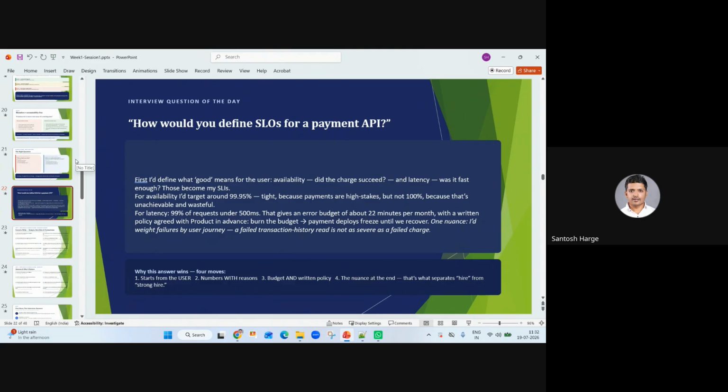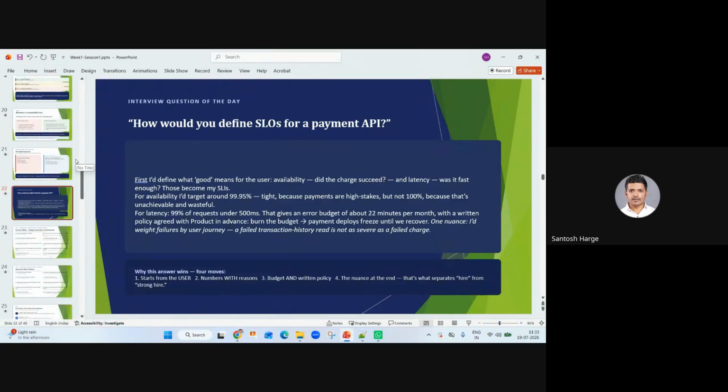Now we will discuss one of the most commonly asked interview questions, based on real-time issues. These are questions asked in recent days that I have seen. How would you define an SLO for your application? Let's say it's a payment API, the same example that we discussed yesterday. If you have to define an SLO for a payment API, how will you define it?